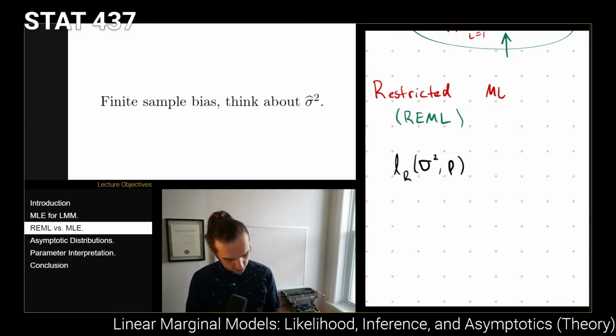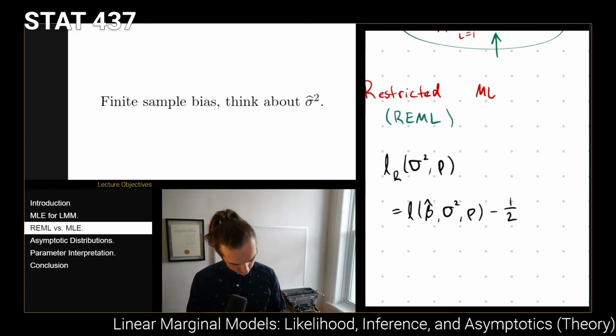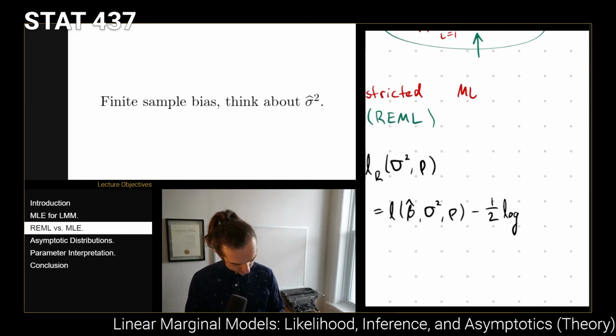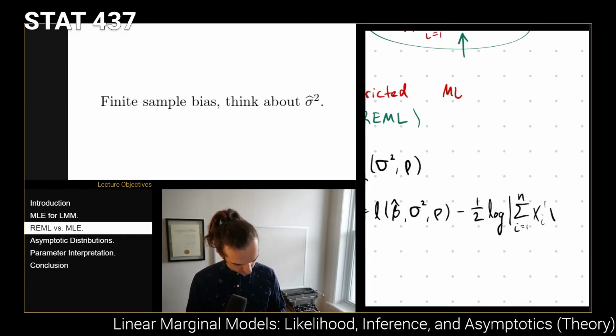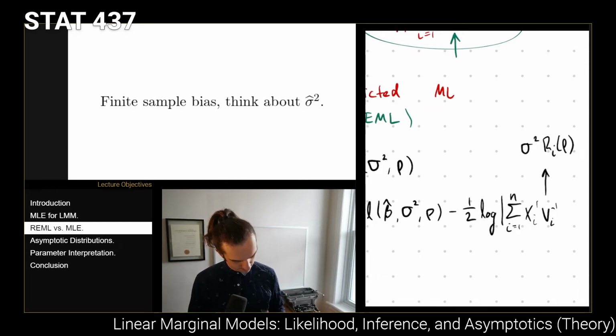We derive this restricted maximum likelihood equation as the difference from this profile likelihood expression that we just talked about. So you plug in beta hat, which has been estimated, and then you subtract off this penalty term, which is going to be 1/2 the log of, if we're talking about a sample of size n, the sum from i equals 1 to n of xi transpose vi inverse xi. Remember that vi is our working covariance matrix. In this case, we're thinking of vi as sigma squared ri rho.